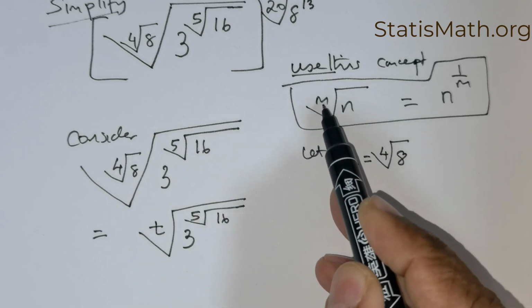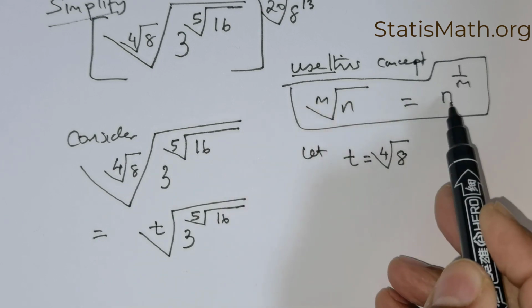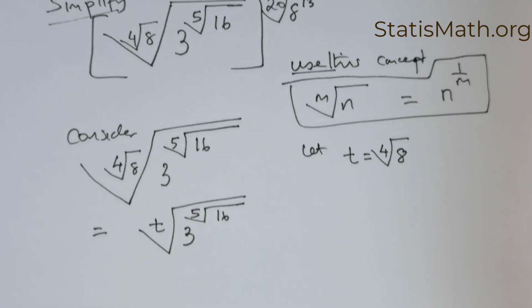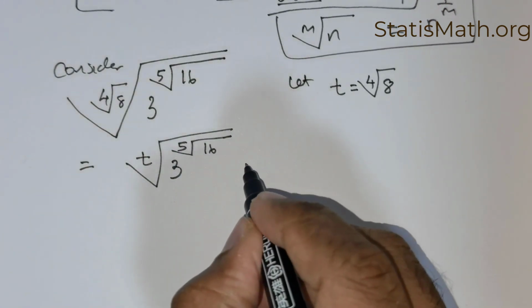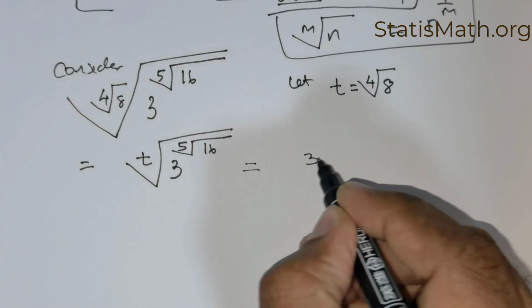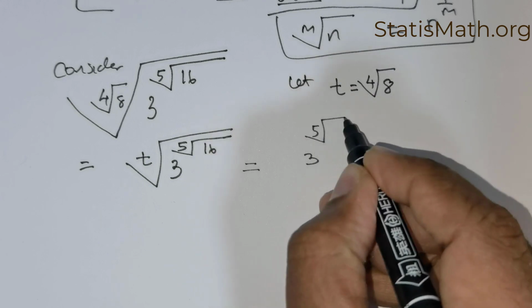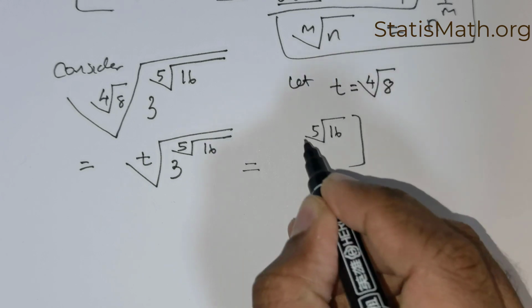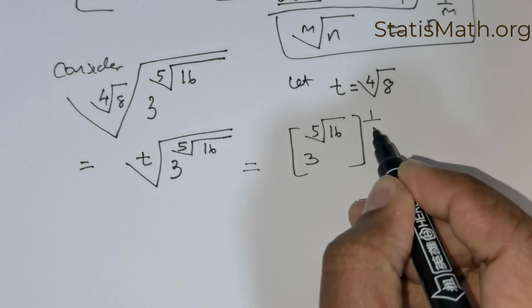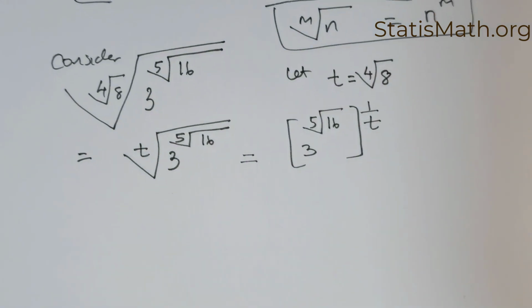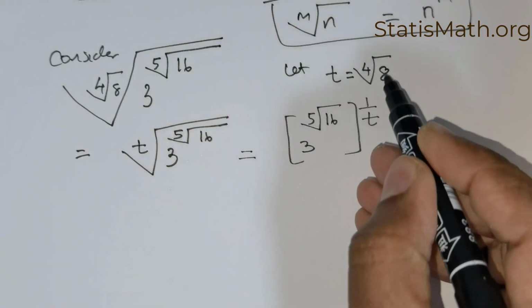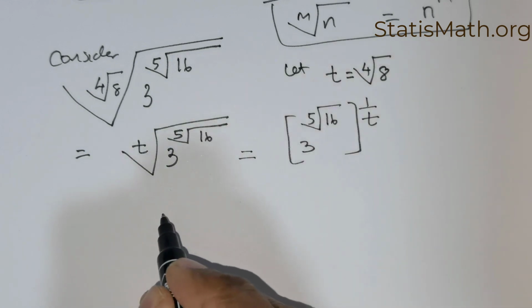So as I mentioned to you, the mth root of n is nothing but n raised to the power of 1 over m. So I would be employing that formula. So this is going to be equal to 3 raised to the power of the 5th root of 16, and this is raised to the power of 1 over t. But my t is the 4th root of 8. So let me just place that there.